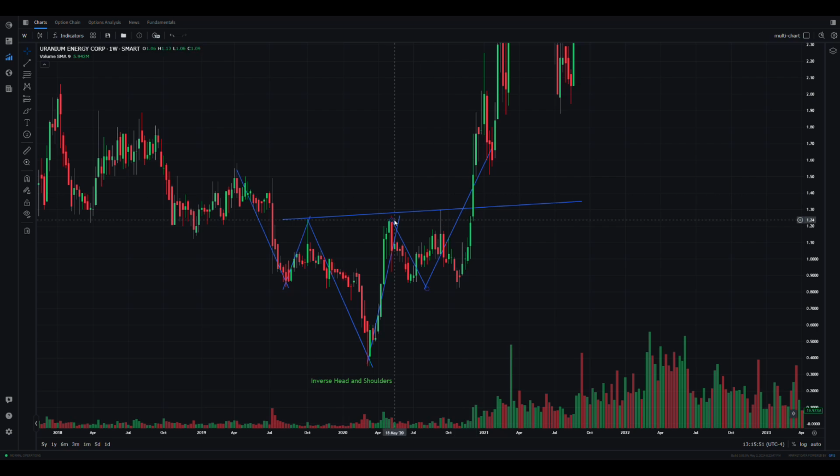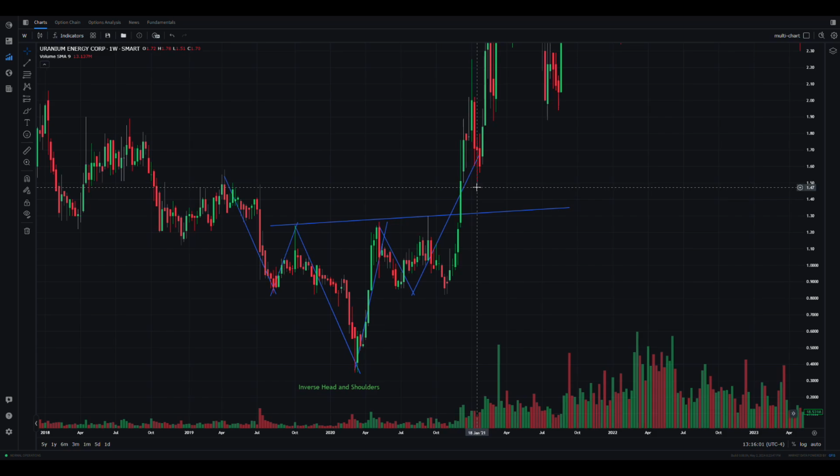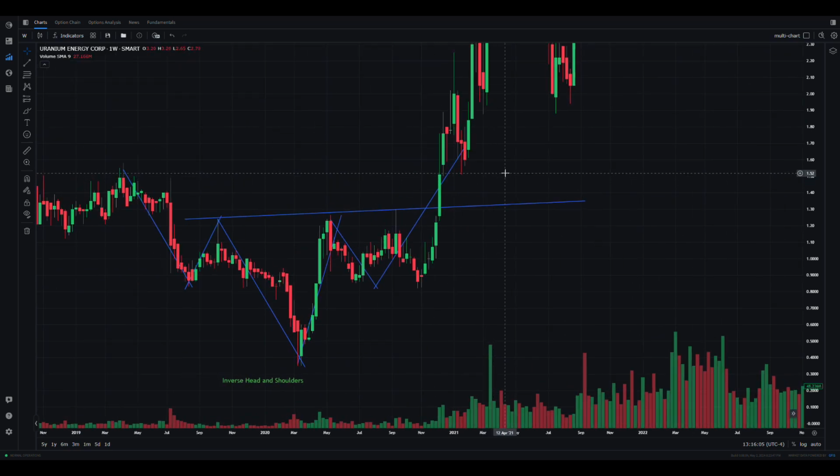Confirmation is essential when trading the inverse head and shoulders pattern. Traders typically wait for the price to close above the neckline to confirm the validity of the pattern before considering taking a bullish position. Additionally, other technical indicators and factors can be used together to strengthen the confidence in the reversal signal.